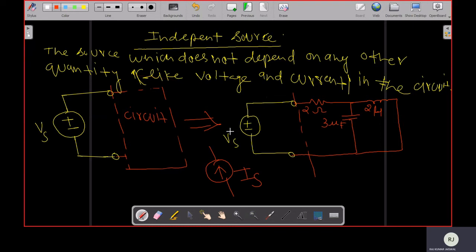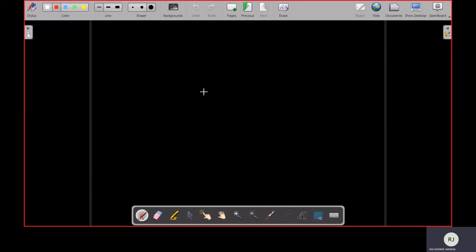And as I told you, the voltage source is represented by this plus minus sign, this is the voltage source symbol, and this is the current source symbol. That too is called the independent source. Okay, next we will go to the dependent source.